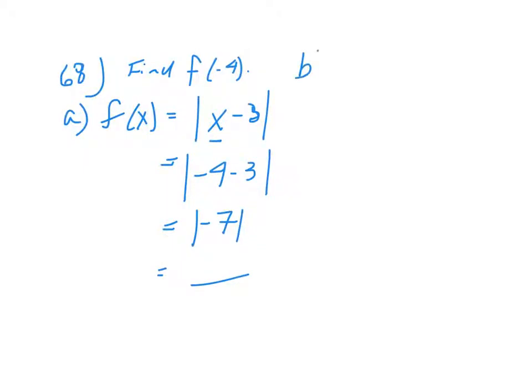B says negative 5 times the absolute value of x, or in this case negative 4. Well, that's the same thing as negative 5 times 4. What is negative 5 times 4? I know you can figure that out. I'll let you do that.